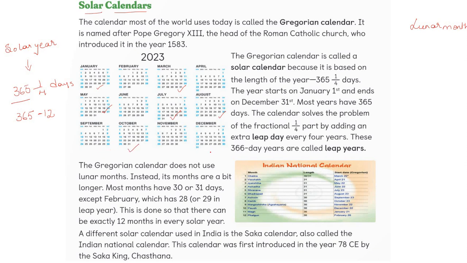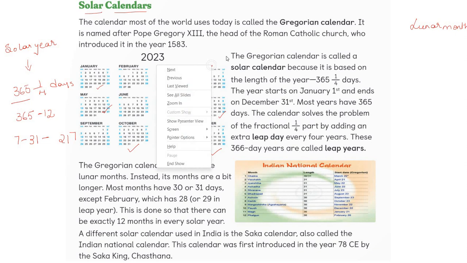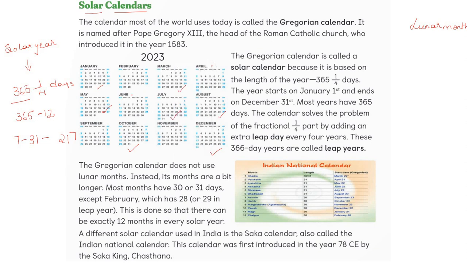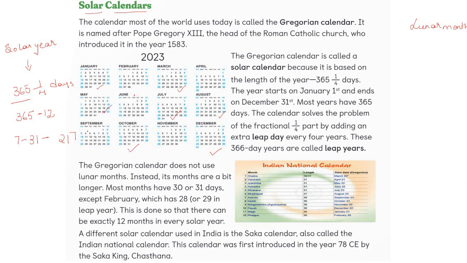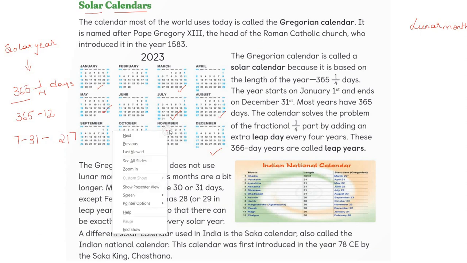October 31 days and again December 31 days. Total 7 months we have 31 days, that is 217 days distributed among 7 months with 31 days. And we have April 30 days, June 30 days, September 30 days, November 30 days.